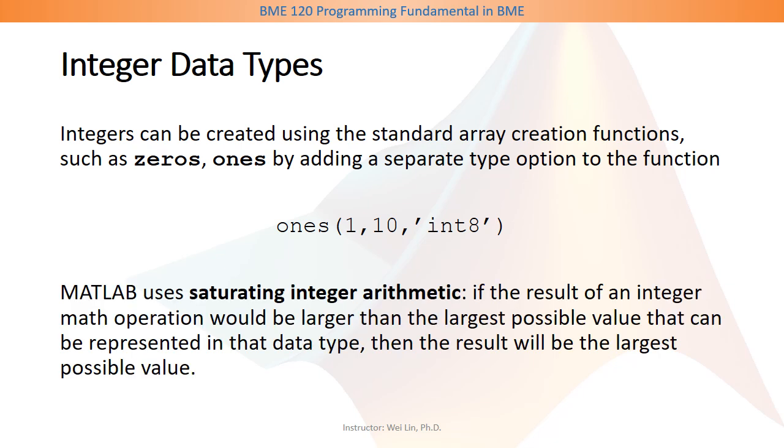Another important thing that you need to know is that MATLAB uses so-called saturating integer arithmetic. That is, if the result of an integer math operation exceeds the largest possible value that the integer type can represent, then the result will be the largest possible value. For example, if you have two int8 integers, which means 8-bit signed integers, and the result of that operation is 130, which exceeds the maximum value of the int8 data type, that is 127, the final outcome will be 127 instead of 130.